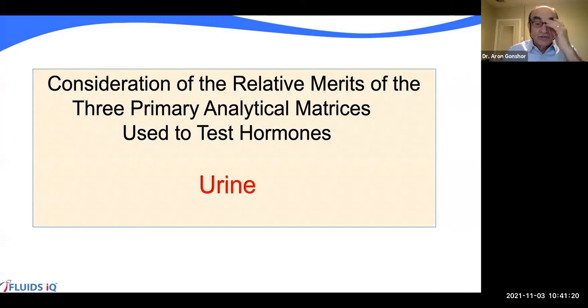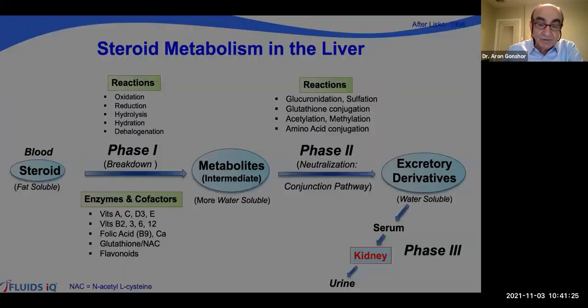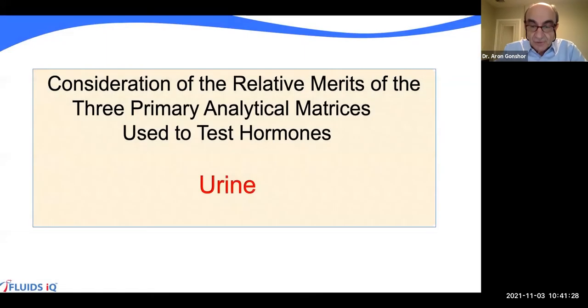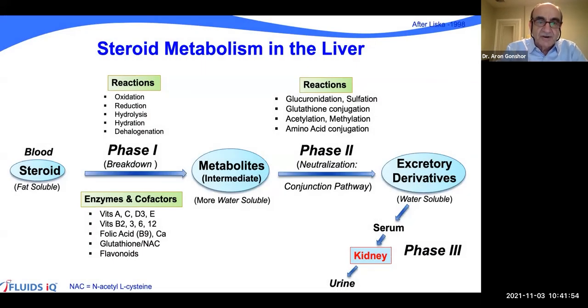What I do want to go over, though, is urine, and I think it is important to look at this. And I'm going to repeat again before I go over this. Fluids IQ does urine, and in fact, we do dried urine testing. As many of you know, we offer the metabolic wellness profile, which includes a test for digestion, for liver detox, and for oxidative stress. But these are looking at analytes which are very different from the type of hormone analytes that we're discussing here.